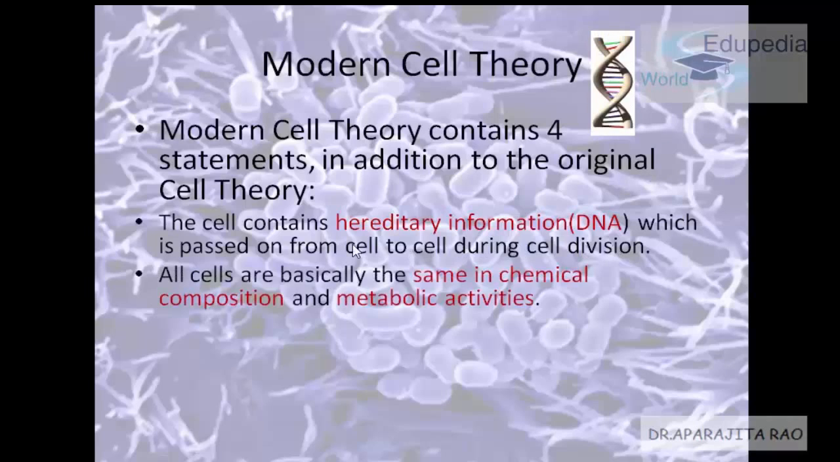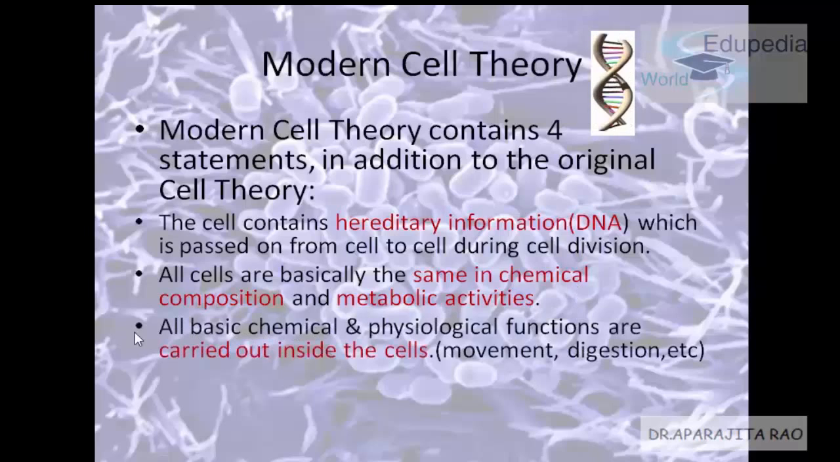The next point was all cells are basically the same in chemical composition and metabolic activities. This we'll deal with in the future lectures. Third was that all basic chemical and physiological functions are carried out inside the cells. Every cell is capable of making its own food. Every cell is capable of excreting the waste. So all these functions were done by cells.